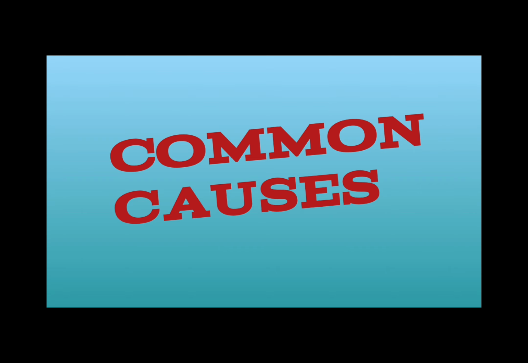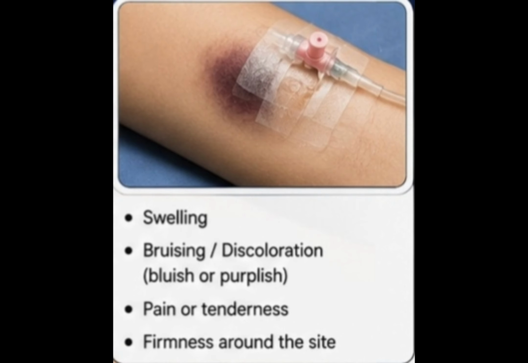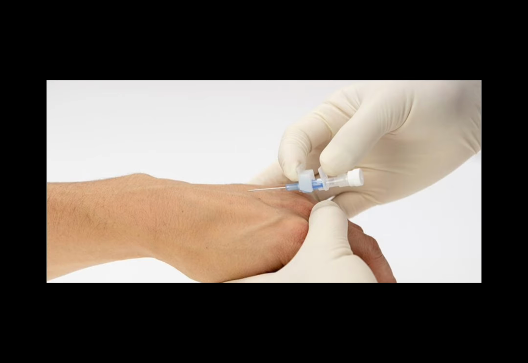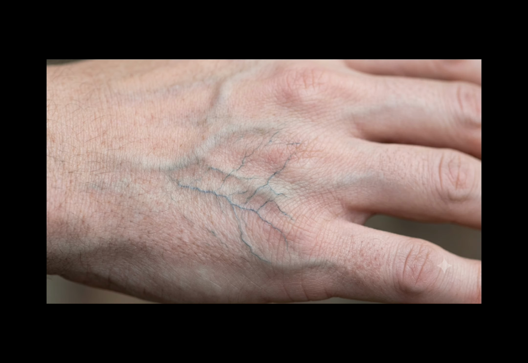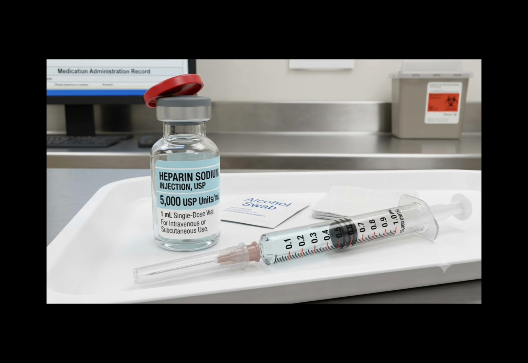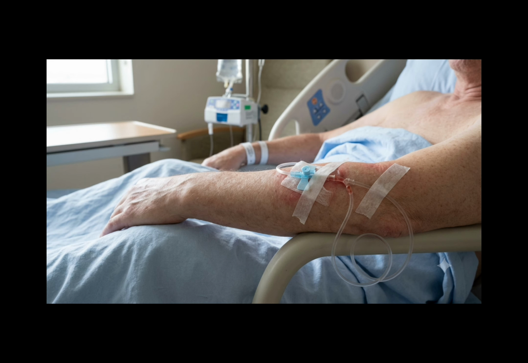Causes of hematoma. A hematoma may develop due to accidental puncture through both walls of the vein during cannulation, vein injury during insertion or removal of the cannula, multiple unsuccessful cannulation attempts, inadequate pressure applied after cannula removal, fragile veins, especially in older adults, patients receiving anticoagulant or antiplatelet medications, excessive movement after cannulation causing vein damage, poor stabilization of the cannula.